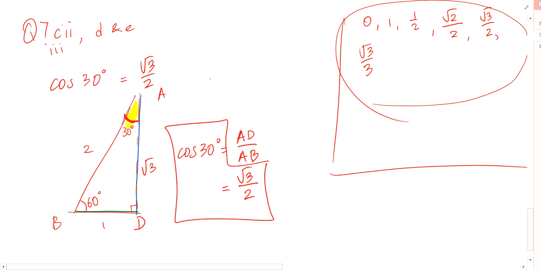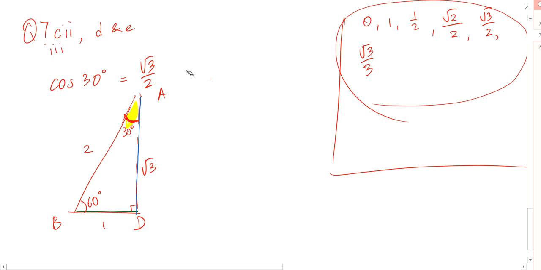C, part 3, tangent 30 degrees. So from here, tangent 30 degrees using the same triangle. Tangent is opposite over adjacent. What is the opposite side? BD over AD. Okay, so what is BD value? 1 over AD, square root 3.